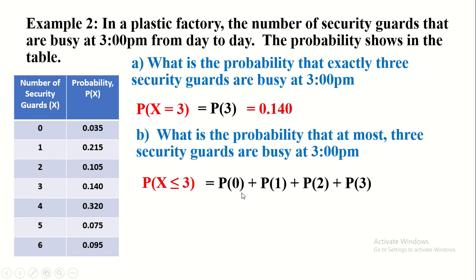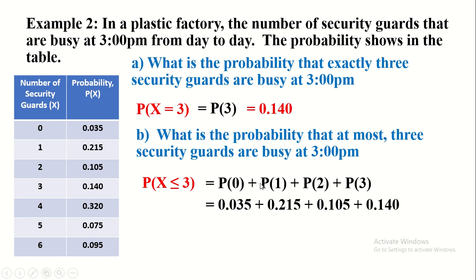So, we have the probability of 0 plus the probability of 1 plus the probability of 2 plus the probability of 3. Ulitin ko, less than kay 3. So, we have 0, 1, and 2. Kaso, may equal sign ka rito, kaya si probability of 3 ay kasama.